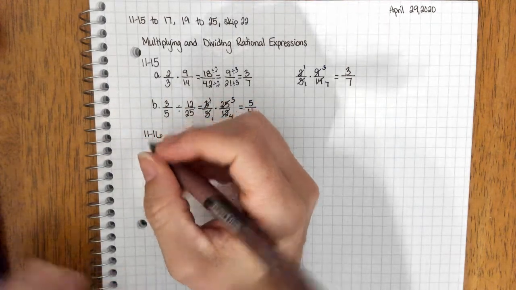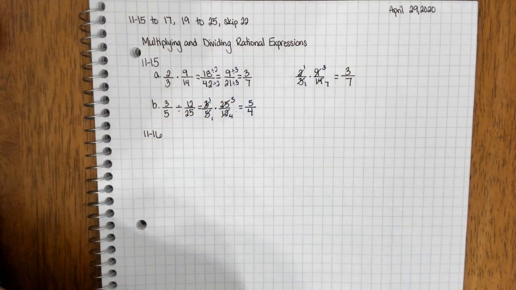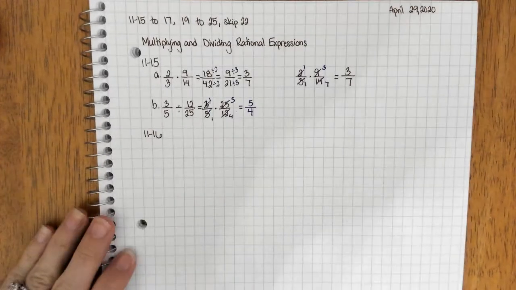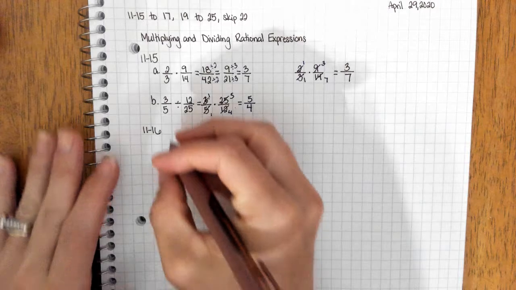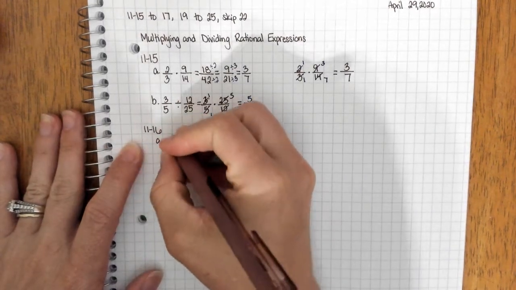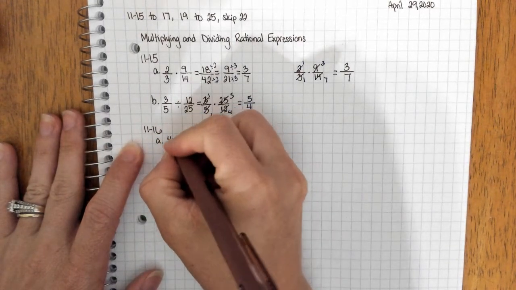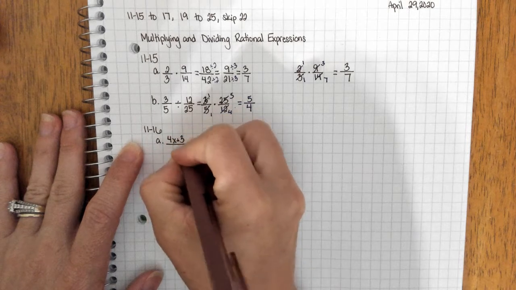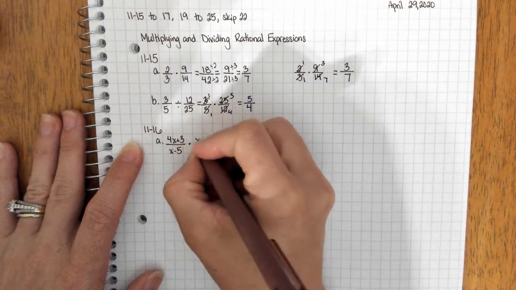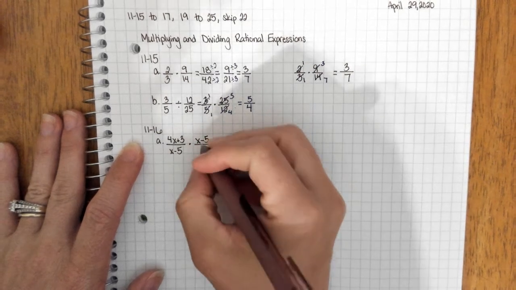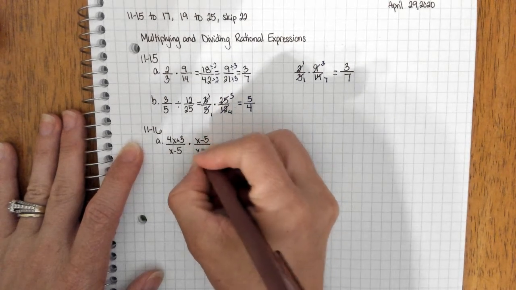On problem 16, it's the same idea, except we're getting into rational expressions. They're not just numerical values here. So on part A, it's 4x plus 3 divided by x minus 5 times x minus 5 divided by x plus 3.